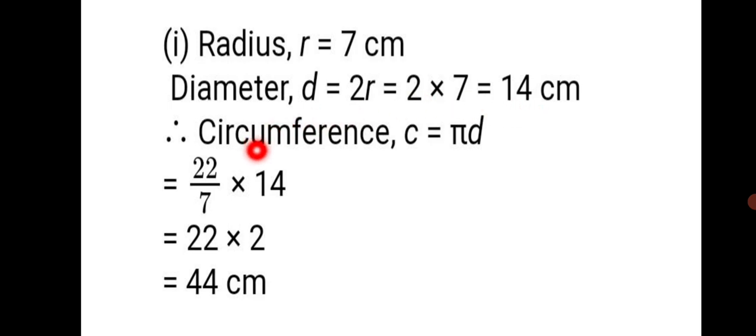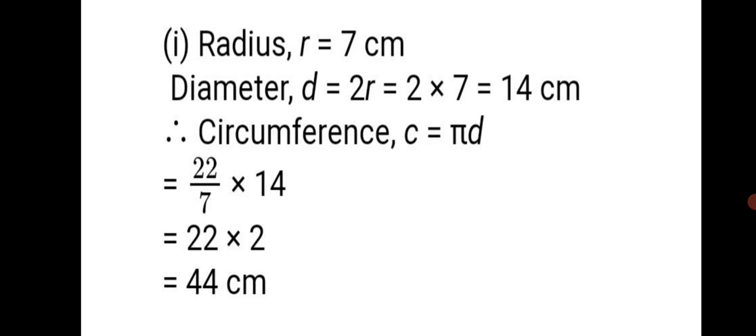Now time to find the circumference. Circumference is equal to pi d. Our formula. Value of pi is not given in the question, so we will take it 22 upon 7 into diameter 14. 7 2s are 14. 22 into 2 is 44 centimeter. Circumference we got 44 centimeter. Diameter we got 14 centimeter. So you can solve this in your notebook and then enter the correct answer in your table in the textbook, or you can draw the table as well in the notebook.